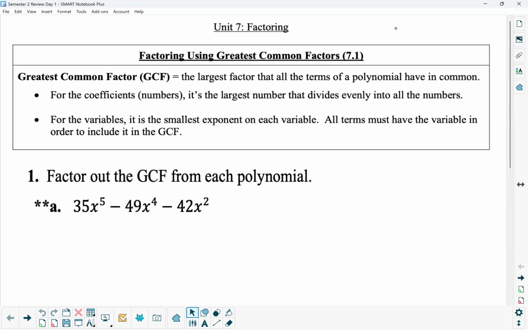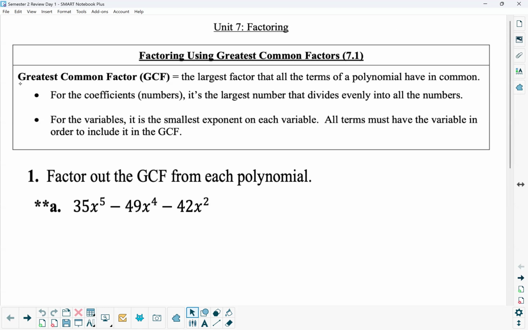All right. So our first day of semester 2 final review. I'm going to start with unit 7 in factoring. In unit 7, the very first thing we talked about was factoring using the greatest common factor.